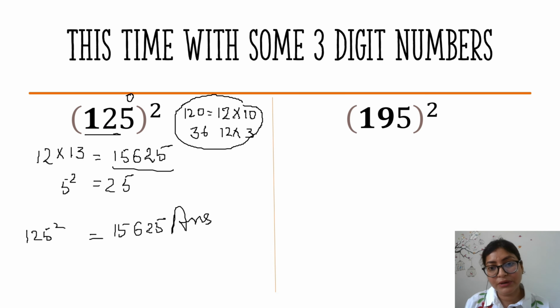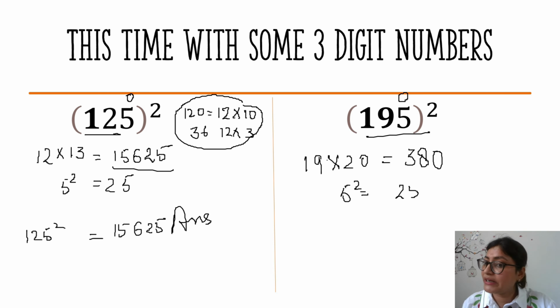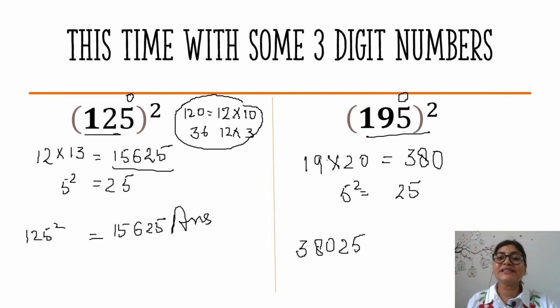Let's try it with another number. We have 195. Square of 195 here. So we have 5 written at 1's place. And then we have 19 written before it. So let's write 19 here. And what comes after 19? It's 20. So what is 19 multiplied by 20? This calculation is very easy because 19 multiplied by 2 is 38 and we simply need to add one zero here. So 19 multiplied by 20 or 20 times 19 is 380. And then square of 5 is 25. So our answer is 38025. This is the square of 195.